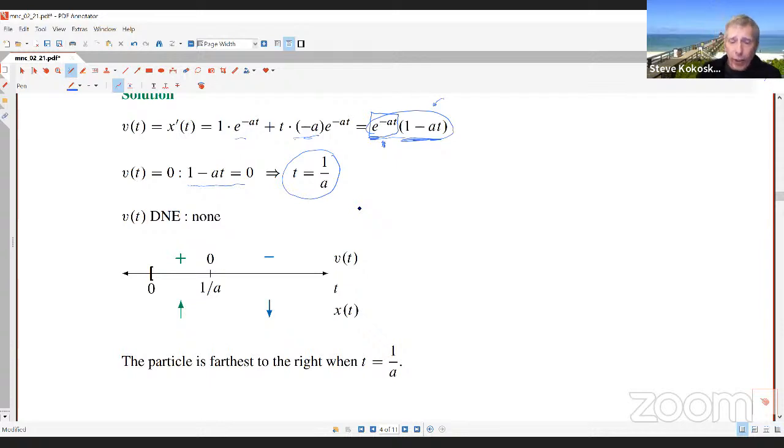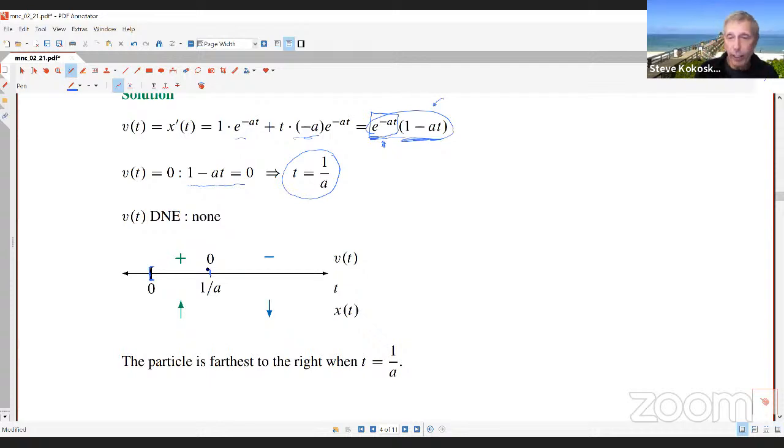So the way that I do this one is, since the domain is t greater than or equal to 0, it might be a little tricky to see, but I've got a square left bracket in there, so that my domain is t greater than or equal to 0. I've got a tick mark at the only place I need to worry about here, where v of t is equal to 0, where t is equal to 1 over a. That divides this interval, t greater than or equal to 0, into 2 subintervals. And I have to figure out the sign of the velocity in those 2 intervals.